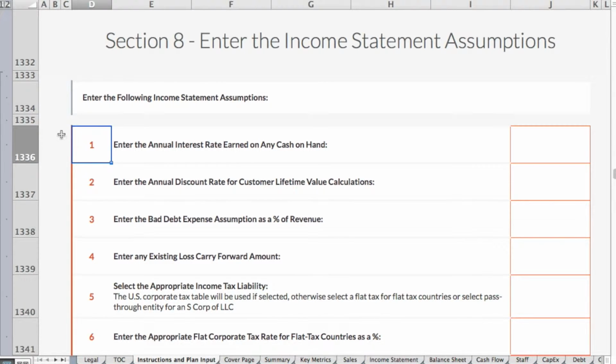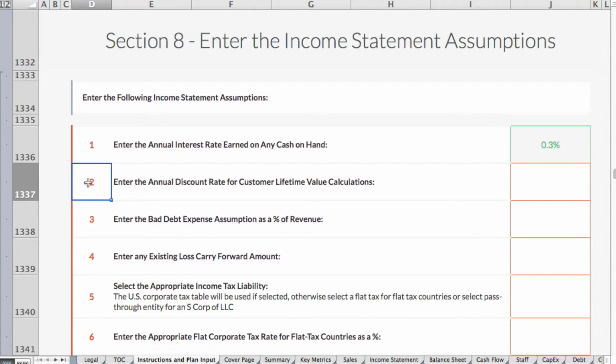The first one is the annual interest rate earned on any cash on hand. This, unfortunately, is a very low interest rate environment, especially in the United States. But depending on your country that you're making the assumptions, put in whatever the prevailing rate is. If you have an operating account at a typical U.S. bank, for example, this might only be 1/4 of 1% or 1/2 of 1%, depending on how much you have deposited. So this isn't going to be a very large percentage, but you do want to make some assumption for what happens to the cash you have laying around as you pile up cash.